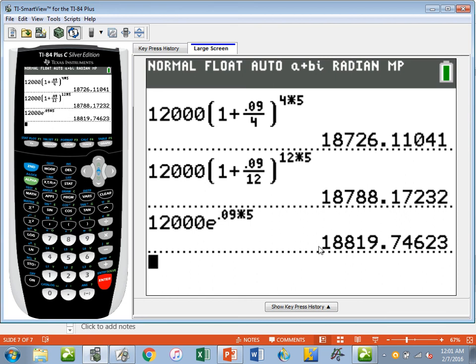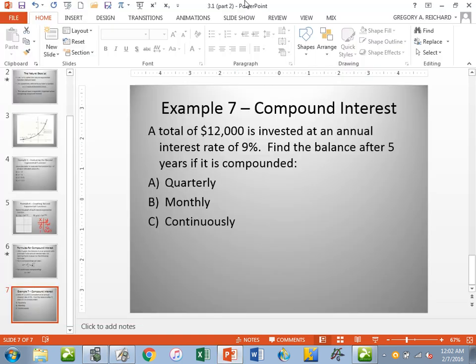So if you notice the trend here, the more often you have your interest computed, the more often it's compounded, the more money you ultimately get. So this was quarterly, this was monthly, and this was by the second. So the more often your interest is compounded, the higher the balance is going to be because of that. That's one of the more practical uses that we're going to take a look at in regards to some different things involving the natural base.